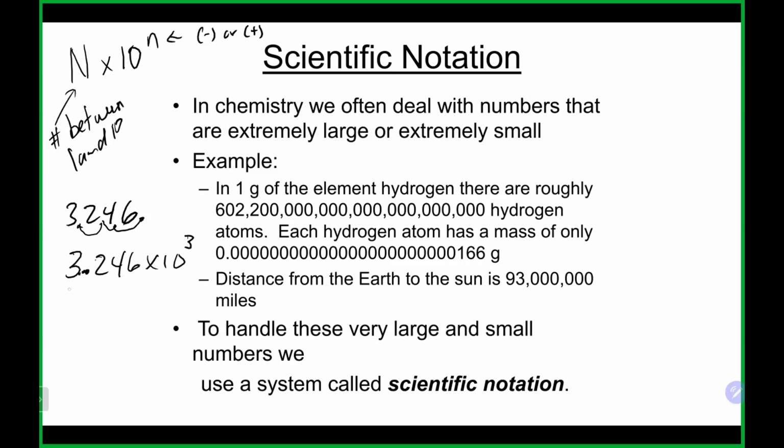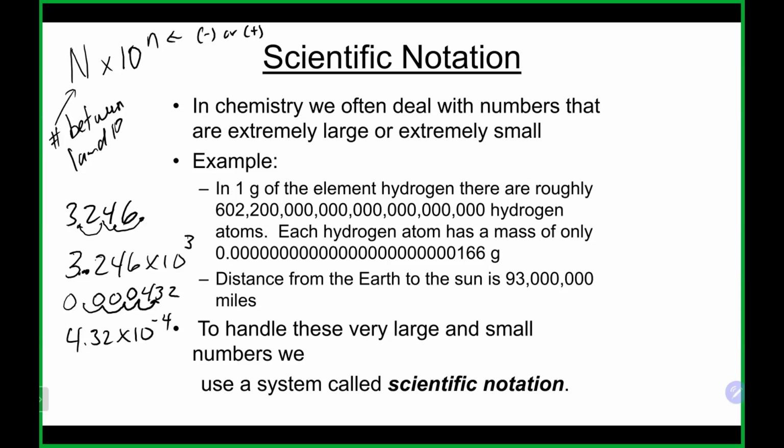Now, if I had a smaller number like 0.000432, I would need to go one place, two places, three places, and four places to get to a number between 1 and 10, and that would get me 4.32 times 10 to the negative 4. It is negative because I had to move the decimal place to the right. It is positive on the top one because I had to go to the left.